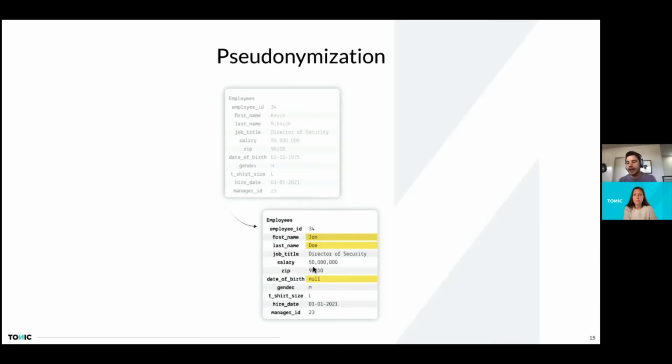anonymized. And it makes intuitive sense, right? If I'm telling you there's a director of security that was hired on this date as a man and lives in this zip code, well, how many directors of security can possibly live in that zip code that are men that were hired on that certain date, right? And so that's how pseudonymization breaks down.